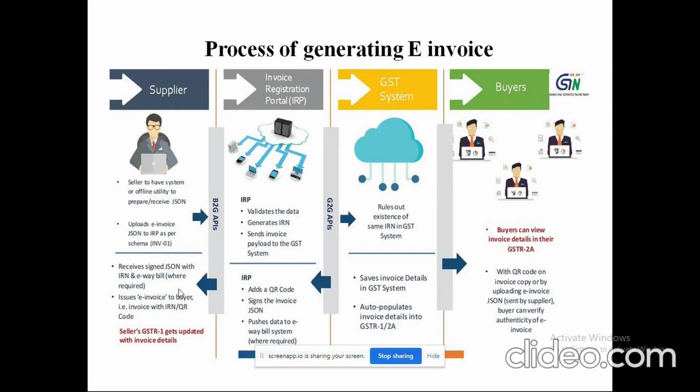Thereafter, the supplier issues the e-invoice to the buyer. The invoice contains the QR code printed on the invoice. As far as the buyer is concerned, the buyer can view the invoice details in his GSTR2A, as well as scan the QR code which is printed on the invoice issued to the buyer. He can scan the QR code to verify the authenticity of the e-invoice.